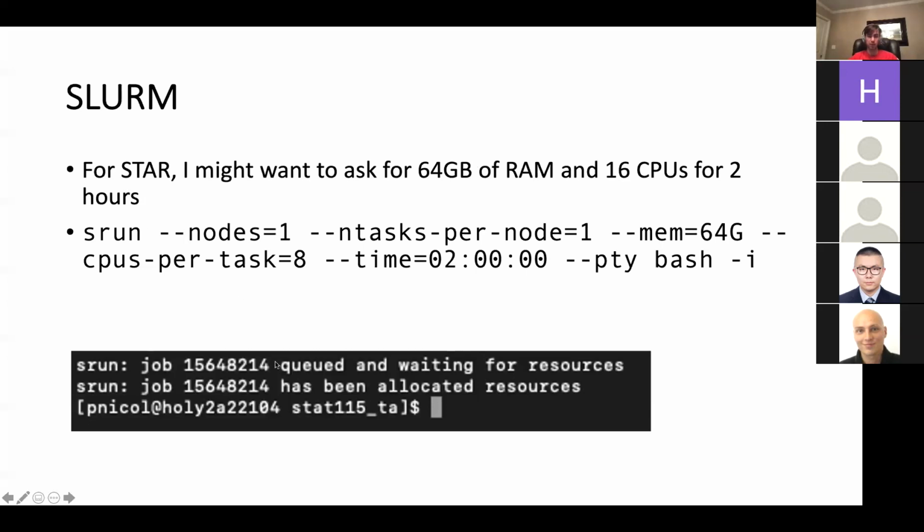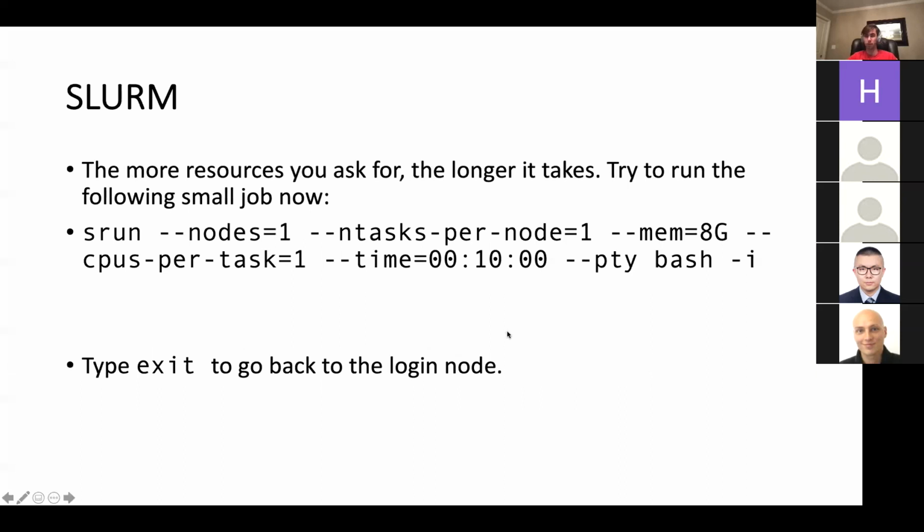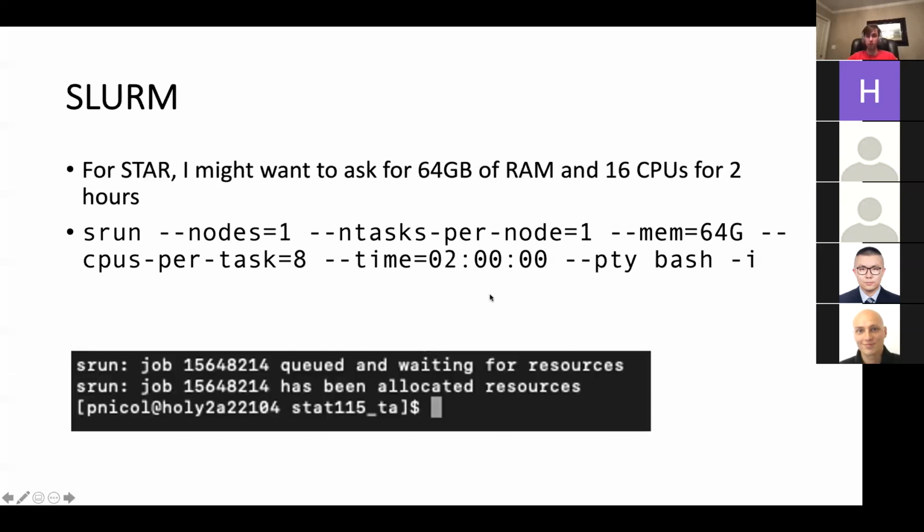So if I type this in and I press enter, then first I'll see srun: job, it has an ID number, has been queued and it's waiting for resources. Next, it gets allocated the resources. And then all of a sudden I have this new ID for what node I'm on. It says Holy, and that stands for Holyoke. And it's not a login node. So I've successfully gone to the compute node. And so, right, this can take probably a moment or two.